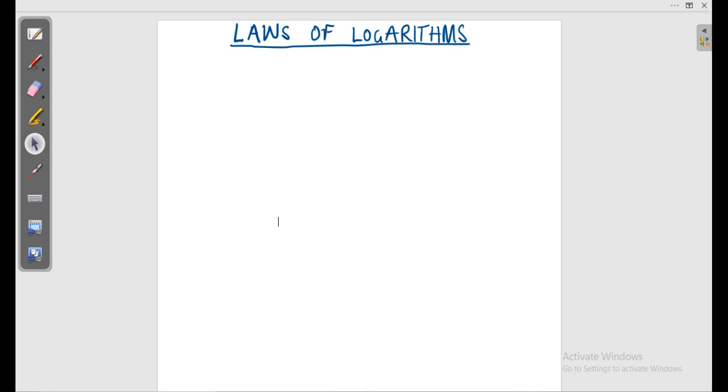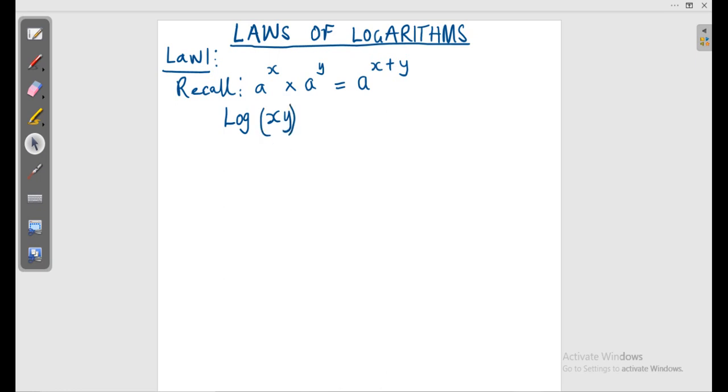So let's do it in a tabular form. Law 1. Let's not forget that when we learned indices, we said a to the power of x times a to the power of y equals a to the power of x plus y. Now, in logarithms, what you do is to say log xy, that's the product, to the base of a, equals log x base a plus log y base a.